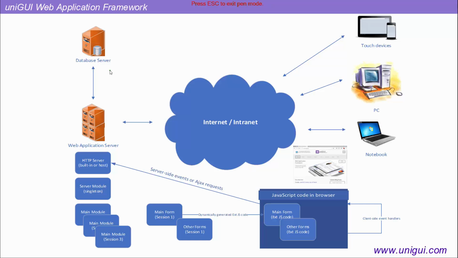At this moment, it's good to look at what we have inside a UniGUI web application. In this diagram, we have a cloud in the middle. This cloud can be accessed from the internet or intranet based on your configuration. And here we have a database server.